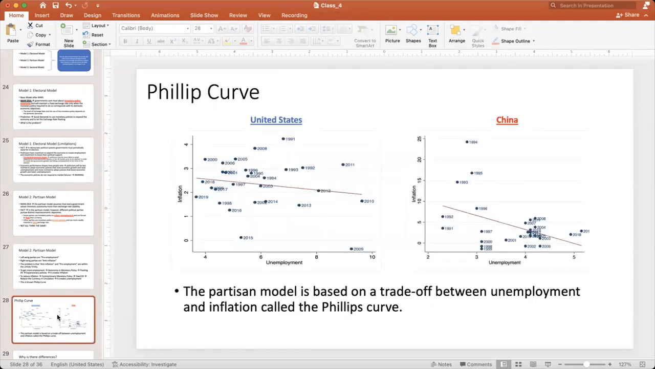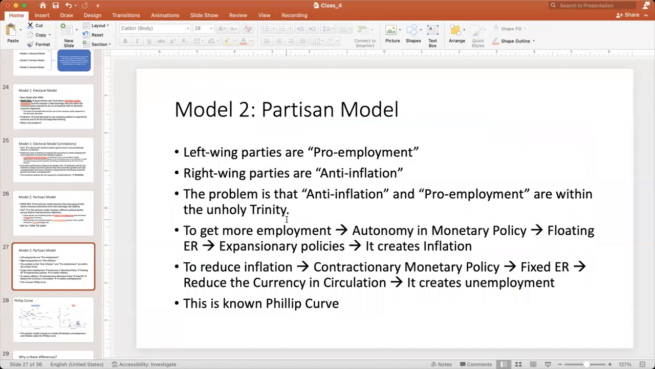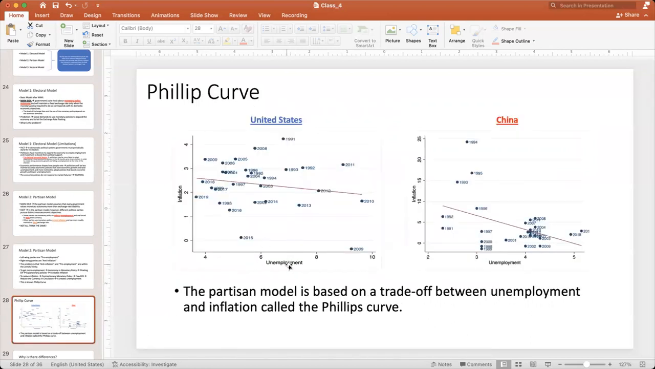So I decided to show you the Phillips curve of the United States and China. I downloaded the data and I depicted the data from 1990 to 2020. So as you can see, the y-axis is inflation and the x-axis is the unemployment level. And in both countries, there is a negative relationship between unemployment and inflation, which represents this: pro-employment and anti-inflation are antagonists.